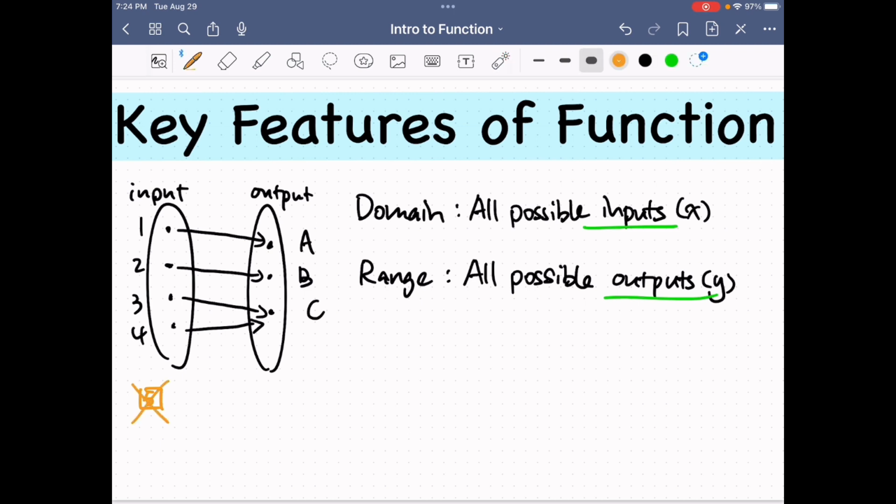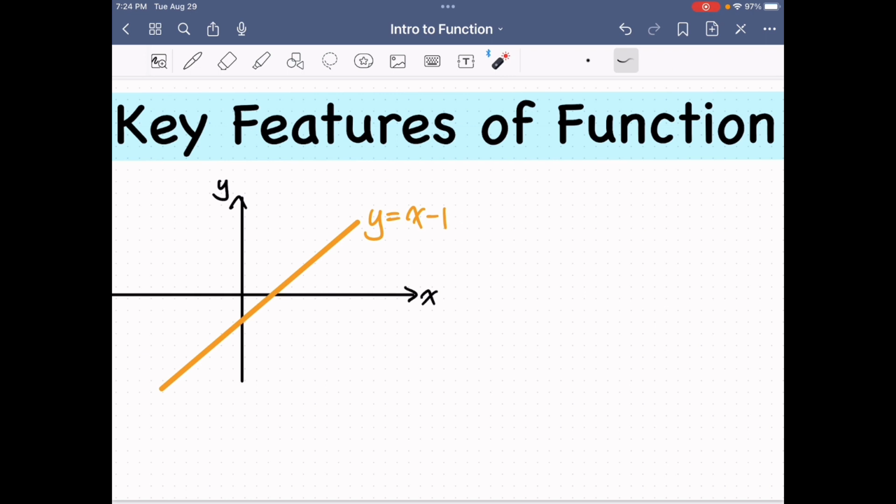Now let's talk about an actual high school mathematics and algebra class. How do we actually find the domain and the corresponding range? Here is a really simple linear function, y is equal to x minus 1. Now I want to find the domain and range for this function. Again, domain means all the possible inputs or all the possible x values. Then how do I find it?